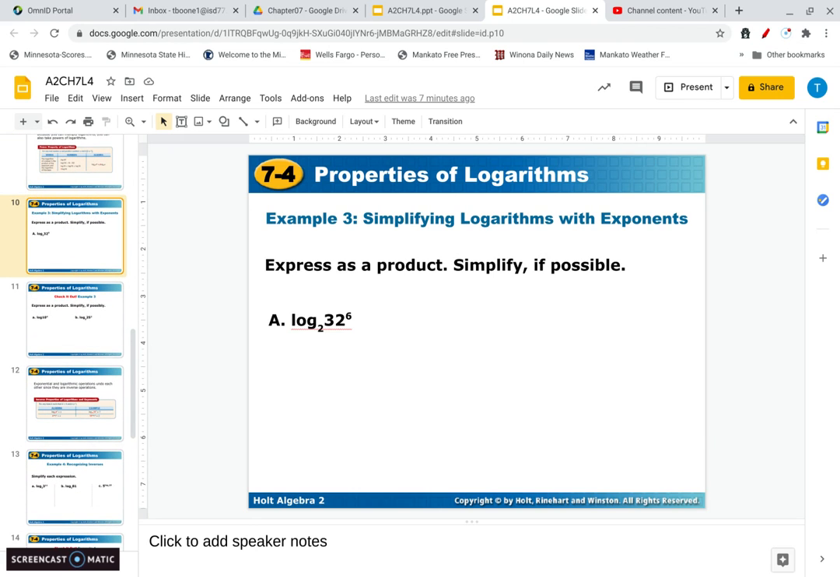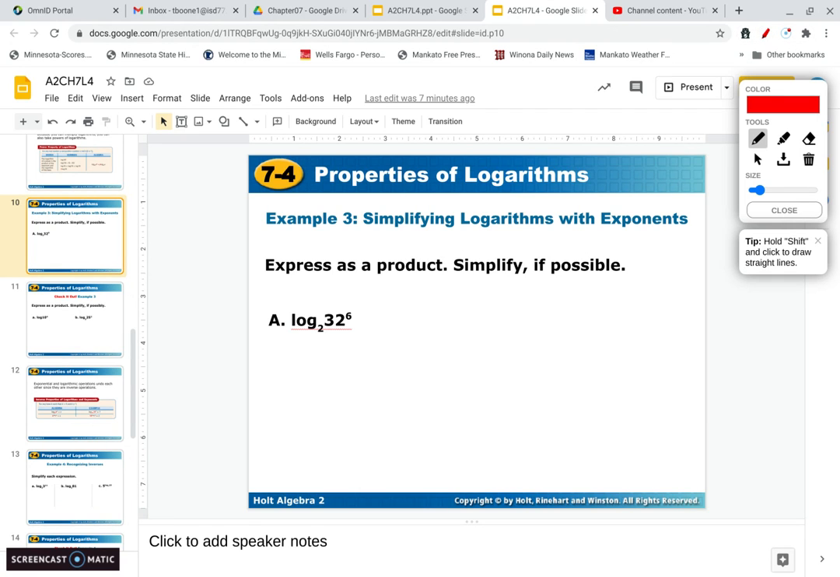All right, so log base 2 of 32 to the 6th power. So once again, by using our exponent, we can put that 6 out in front and just say 6 times log base 2 of 32. Well, this becomes quite a bit easier because 2 to the 5th power equals 32, so that just equals 5.